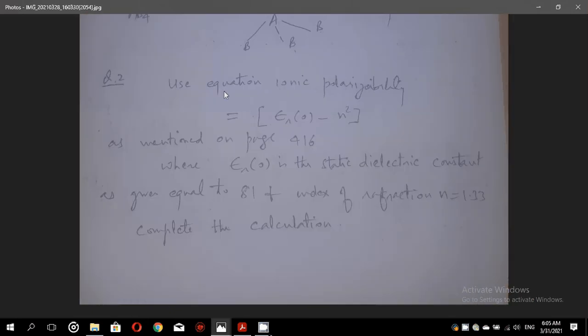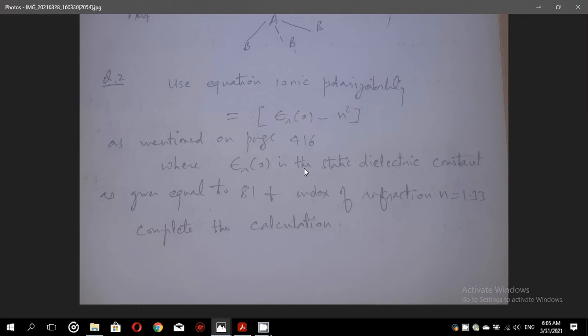Yes, this is the equation. So we will use the equation for ionic polarizability given by epsilon r at 0 temperature minus n square. So here you will substitute the values of the data given in the question, and you will find the ionic polarizability by using this equation.